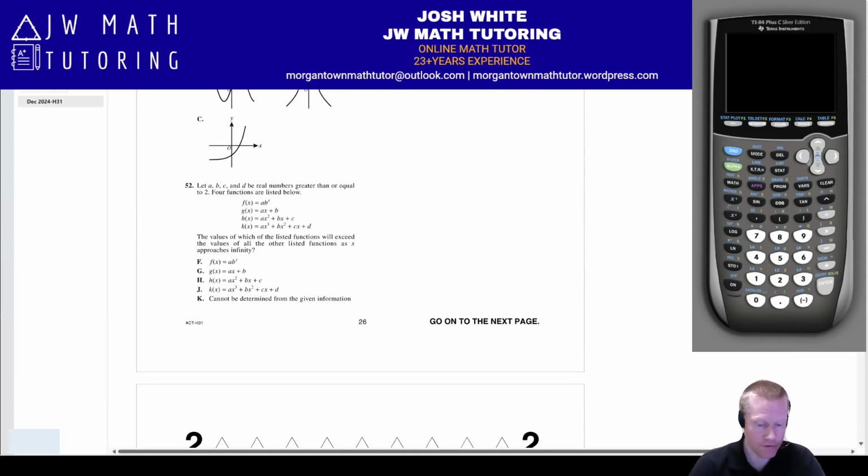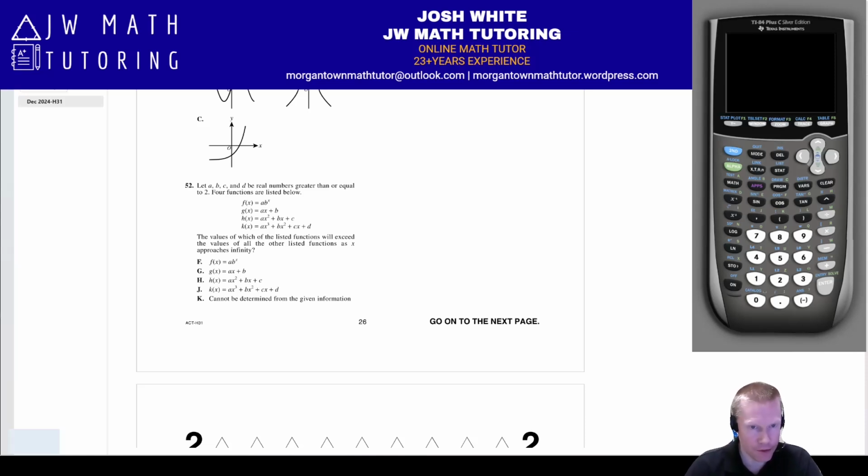All right, let's talk about 52 next. Here you have 4 different functions: basically exponential, linear, quadratic, and cubic. And it wants to know which one of these is going to dominate, or have the largest y values, as x approaches infinity.